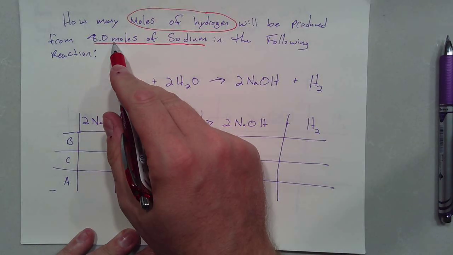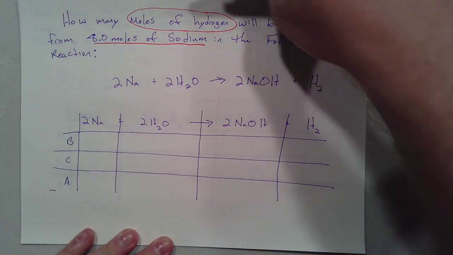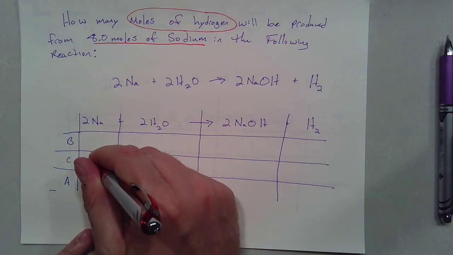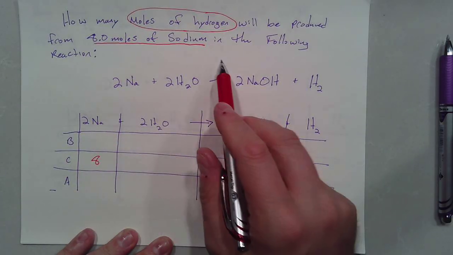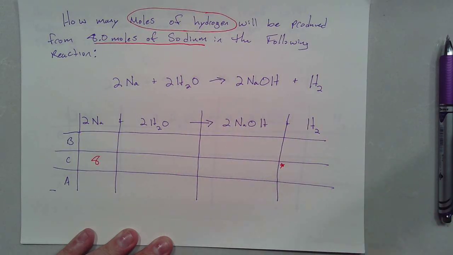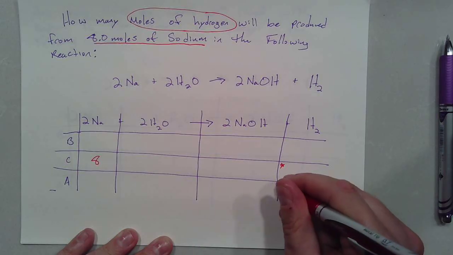So I can put my 8 moles here. It's not given to me in grams, so I don't need to do anything there with grams. So I have 8 moles of sodium in the following reaction, and I'm solving for this. So this is what I'm looking for, the hydrogens that are here. How many will I make?